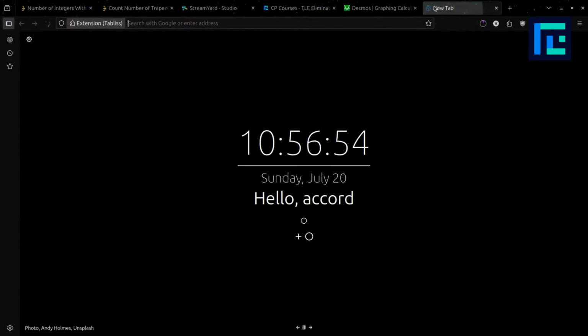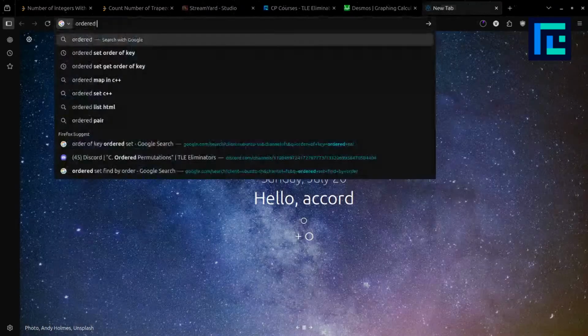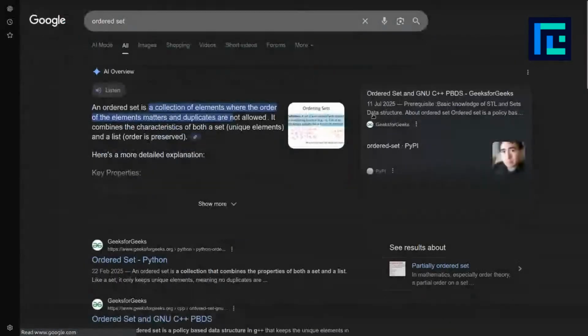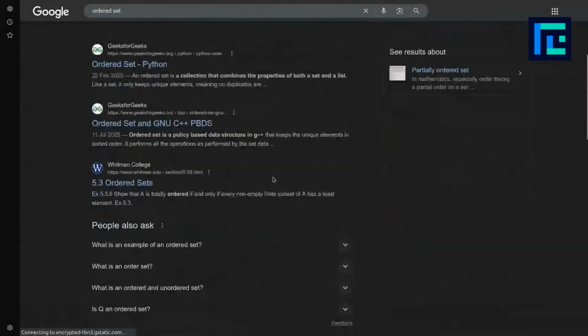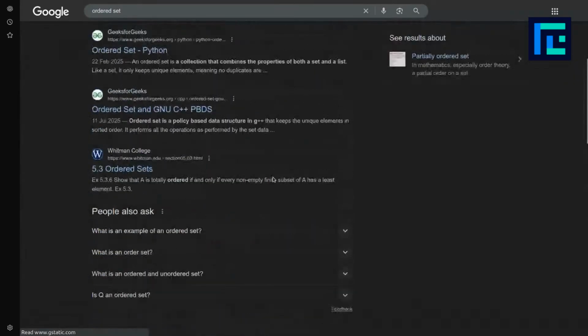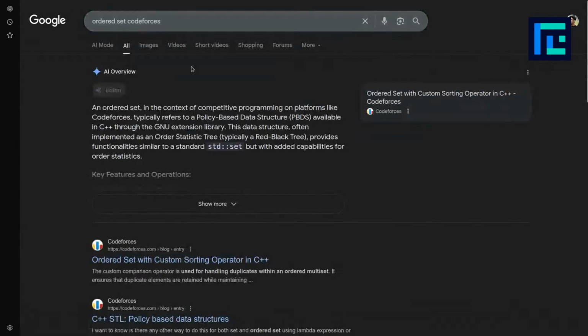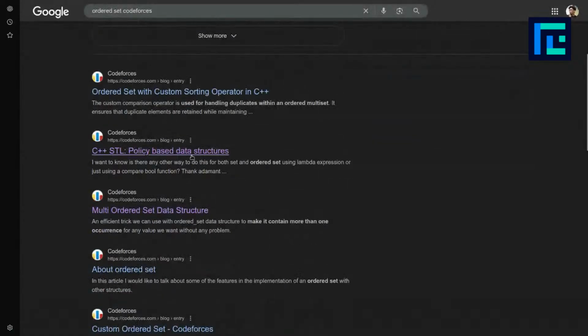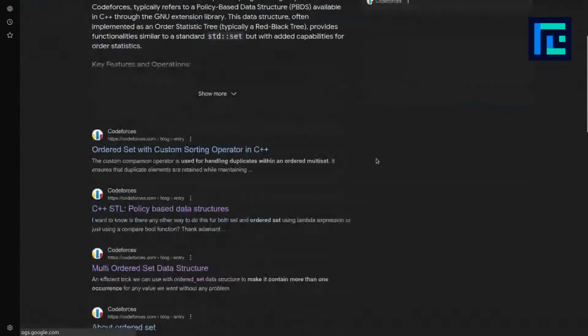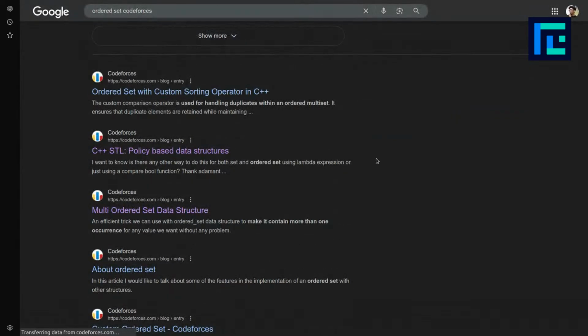Okay. So I'll just show you a resource for ordered set. If you just Google ordered set, you will get a bunch of resources. But if you go to ordered set Codeforces, there was an article which just shows you the basic examples and uses of ordered set. Okay.